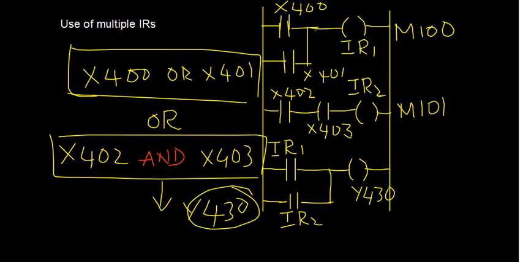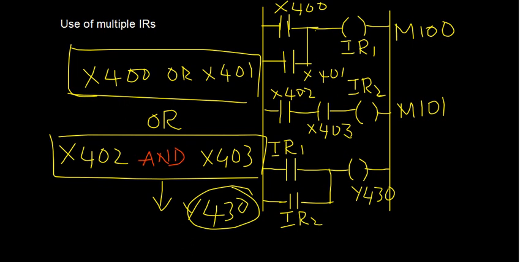Now, as long as you have a couple of rungs or two or three rungs, the significance of these internal relays may not be that appreciated. But when you have too many rungs in the ladder diagram, definitely you will come across a reduction in the number of instructions that you are going to write. Otherwise, every time you have to keep checking the conditions for the input switches X400, 401, whether they are ORed or ANDed, or 402, 403, whether they are ORed or ANDed, till you get the output Y430, right?